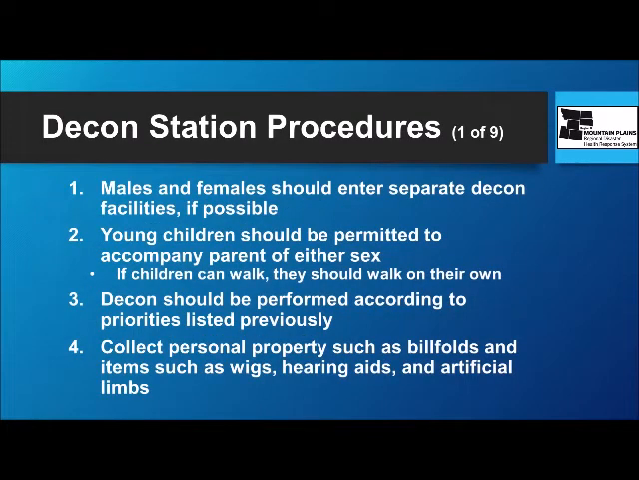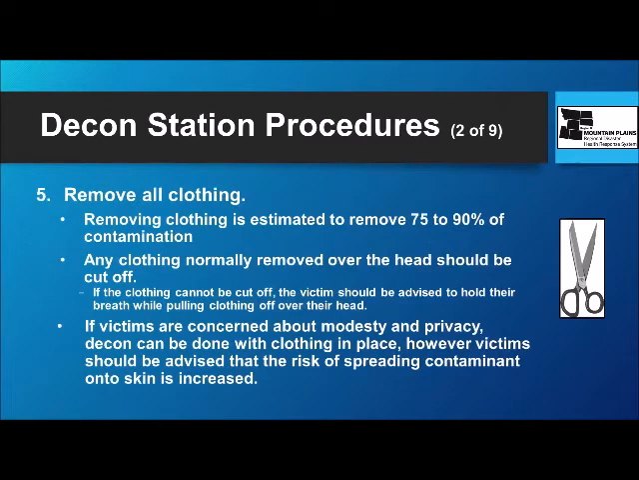Things to consider: males and females, ideally separate decon facilities if possible. Young children should go with whichever parent they choose, and if they can walk, they should walk on their own. Okay, we've talked about the priorities for which patients should be done first. Okay, personal property needs to be collected and labeled.